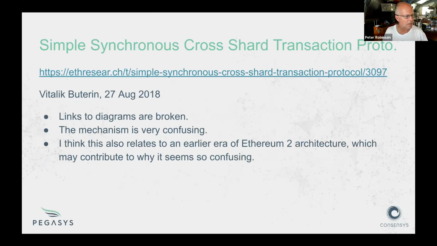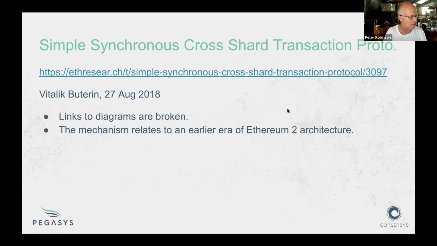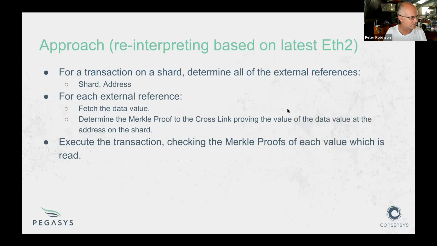So another mechanism that Vitalik came up with a bit after this was a simple synchronous transaction protocol. And so the diagrams to this methodology on research are broken, so they're not there. And so the mechanism is actually pretty confusing. And it also relates to a different era of Ethereum architecture, which again is a little confusing. However, what I've worked out is, and trying to reinterpret it for the current era of Ethereum 2.